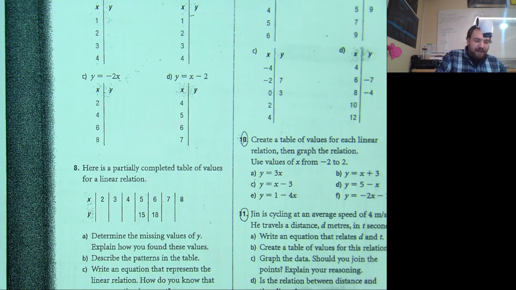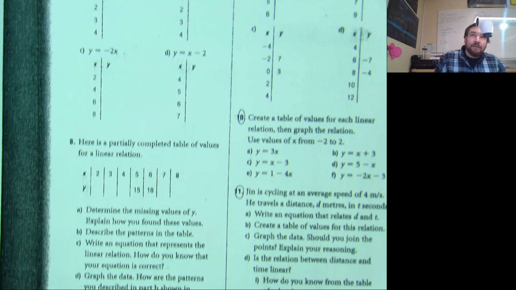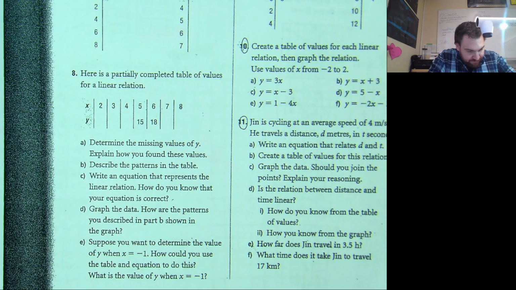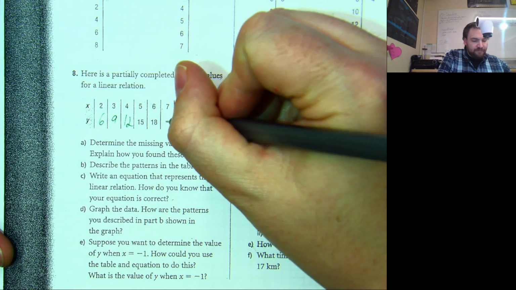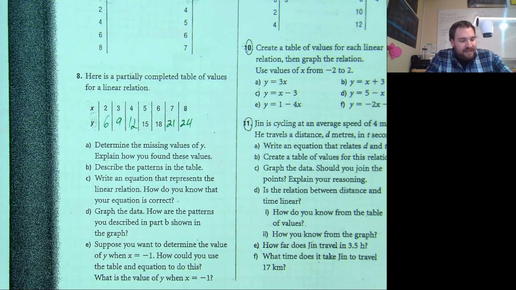Number 8, I wanted you guys to do A through D. Questions about 8? We're happy with 8? Describe the missing or determine the missing values of y. What were your missing values for y in number 8? 6, 9, 12, 21, and 24. So if they tell you that it's linear, then the differences always obviously have to be the same.